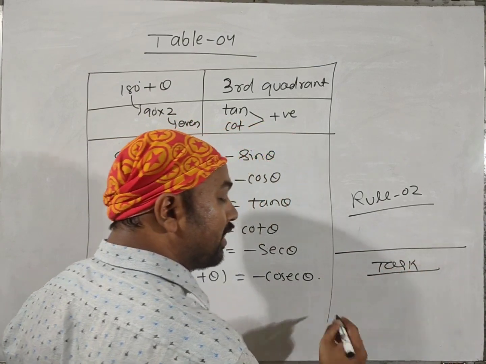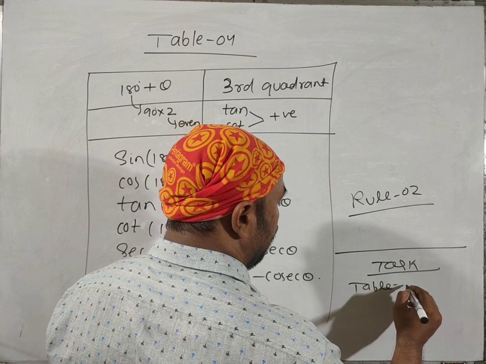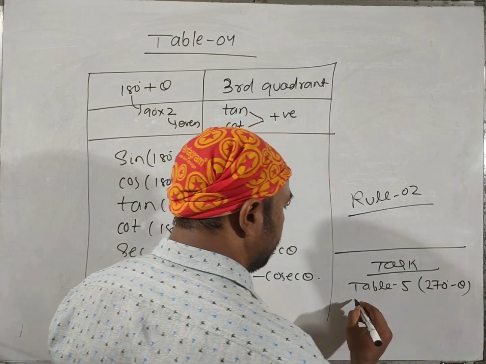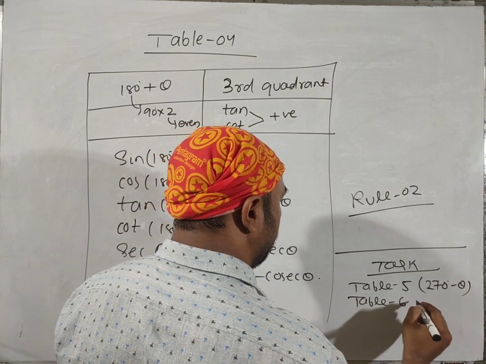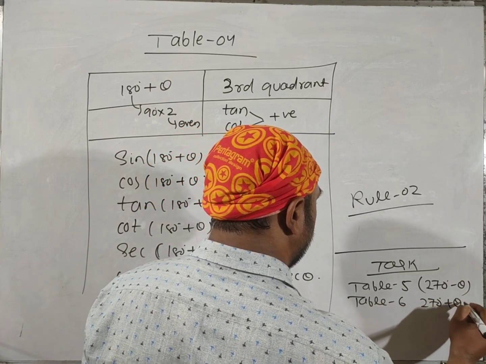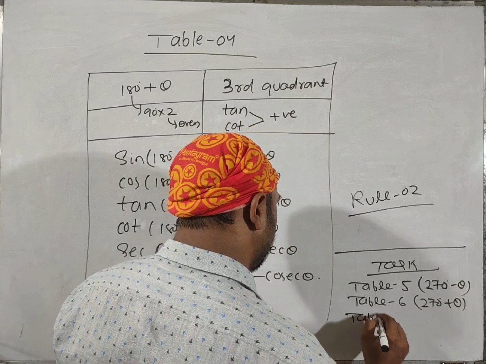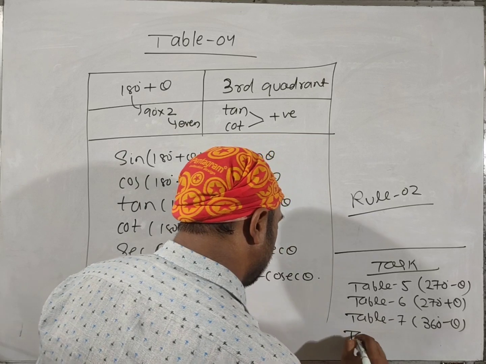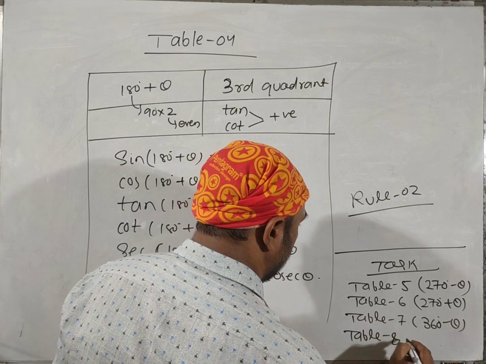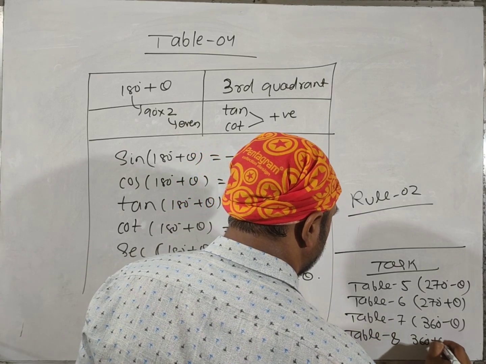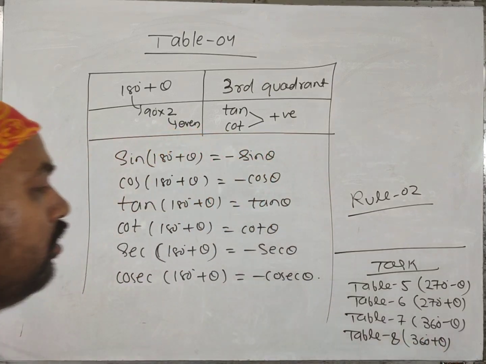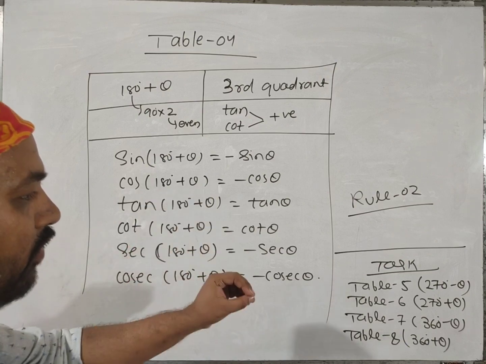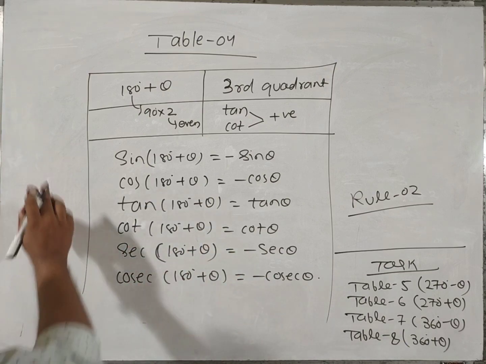The rest of the tables are tasks for you. Table number 5, 270 degree minus theta. Table number 6, 270 degree plus theta. Table number 7, 360 degree minus theta. Table number 8, 360 degree plus theta. So these are the tasks for you. Then let us discuss some of the problems based upon these eight trigonometric tables.